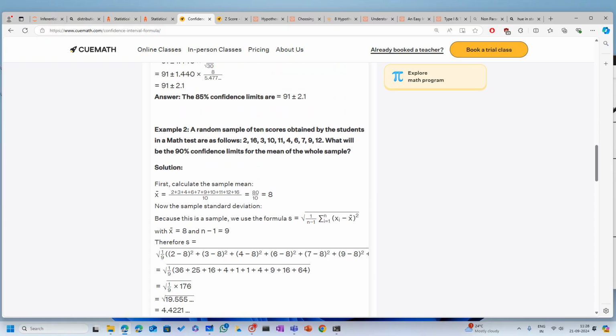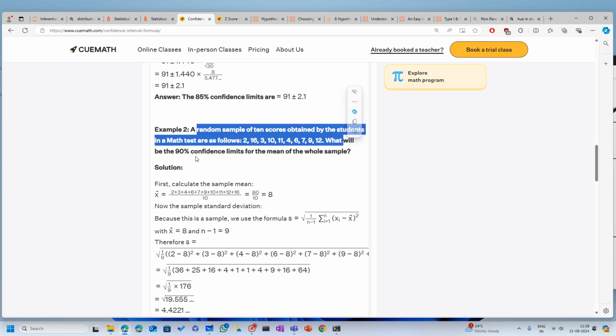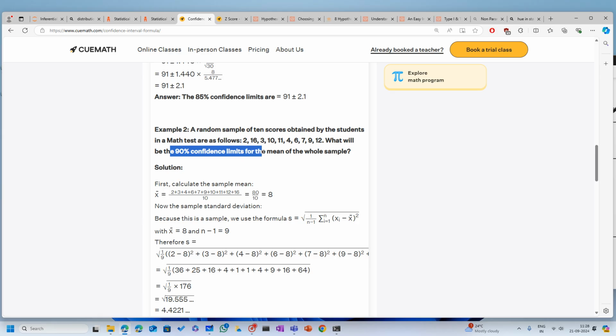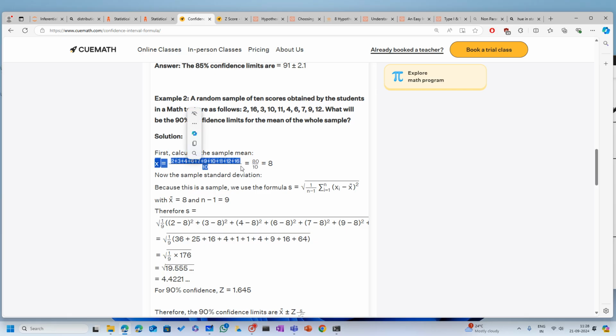Maybe we'll get some hints here. A random sample of 10 scores is taken. Now you are being asked what is the 95% confidence limit for the mean of the whole sample. So the mean you are calculating as 8. But because this is a sample, you have to use the sample formula only. So for that you are calculating the s value.